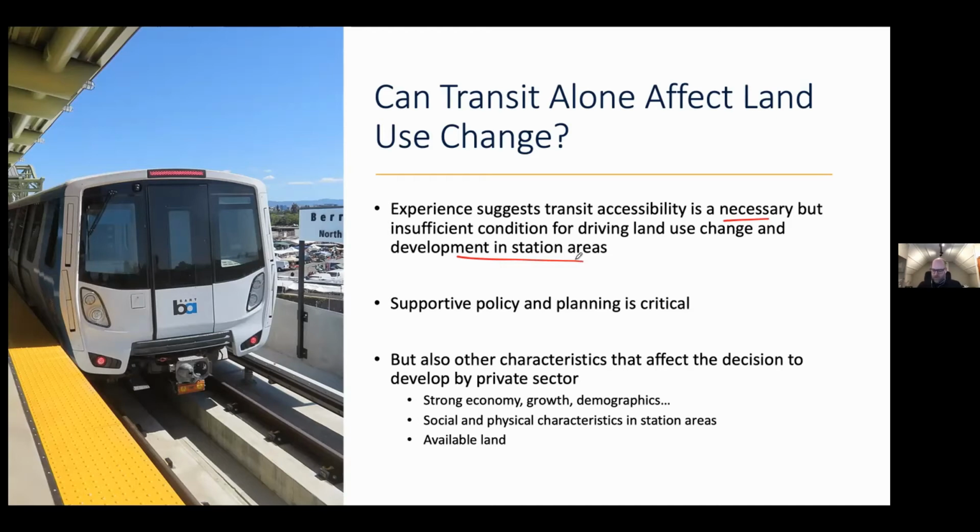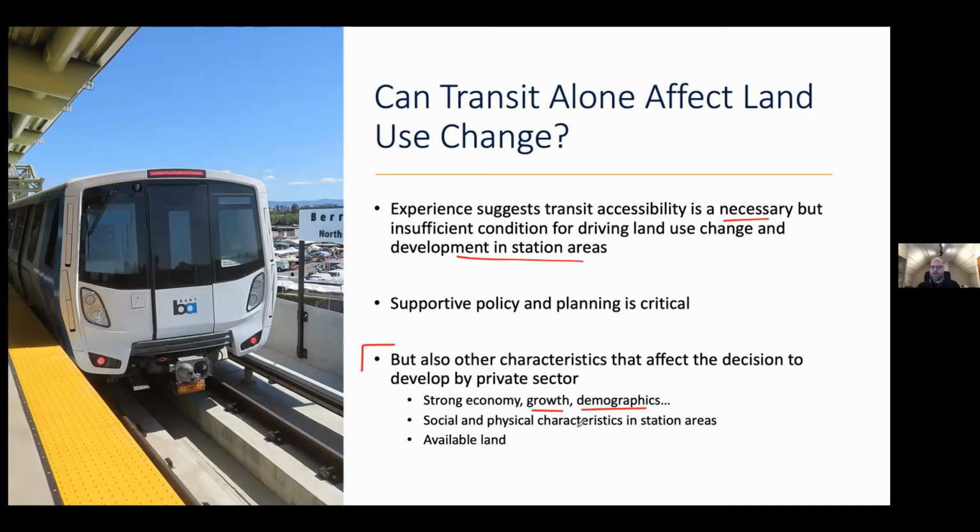This experience pretty much led to the widespread use of the transit-oriented development model of supportive policy and planning to promote land use changes in transit station areas alongside that accessibility benefit. But of course, other factors that we have in our urban system schematic are also really important, like a strong local economy, growth that's creating demand for construction, for new activities. There's a really strong demographic role to play in all of this.